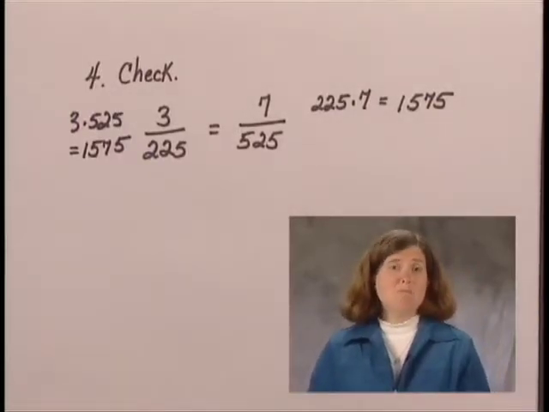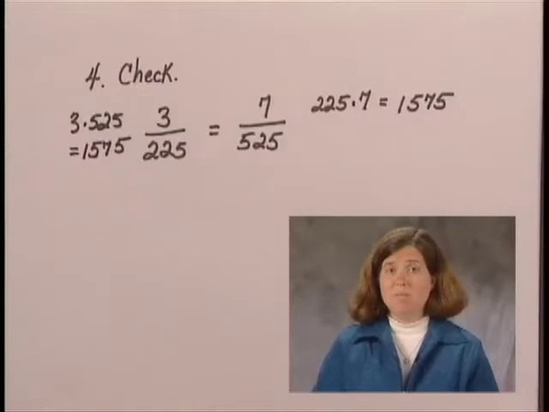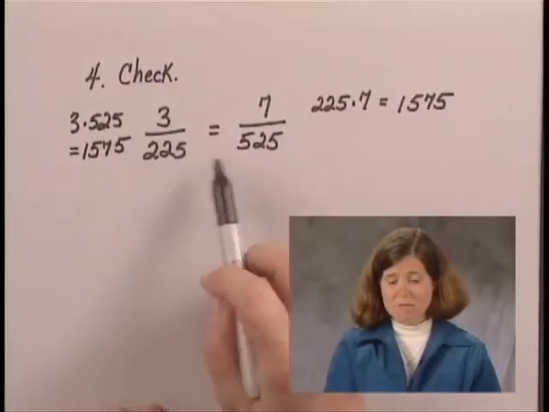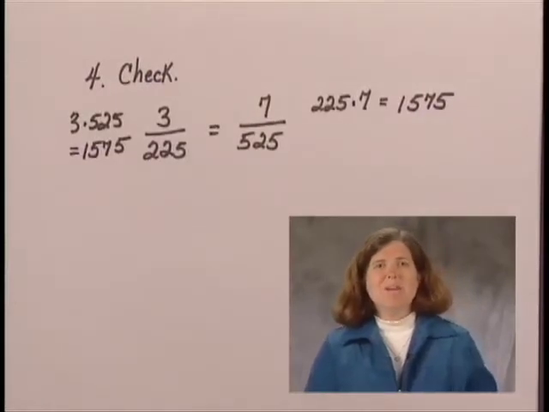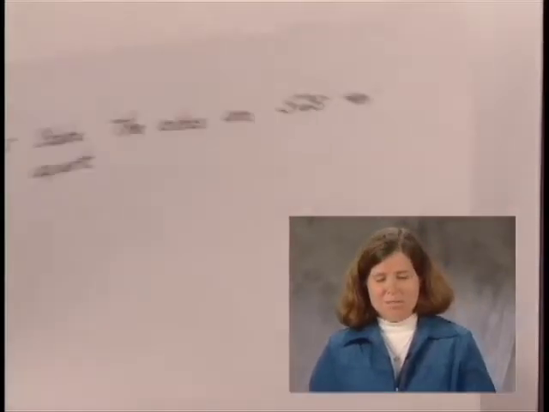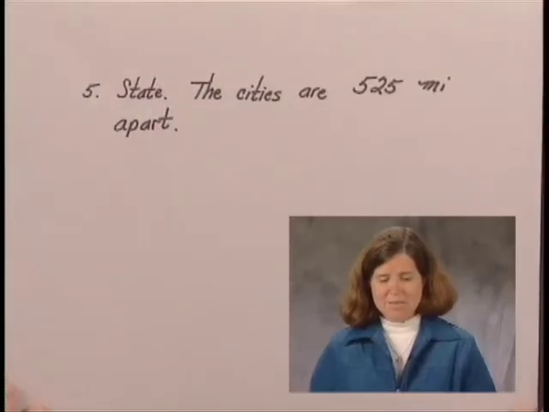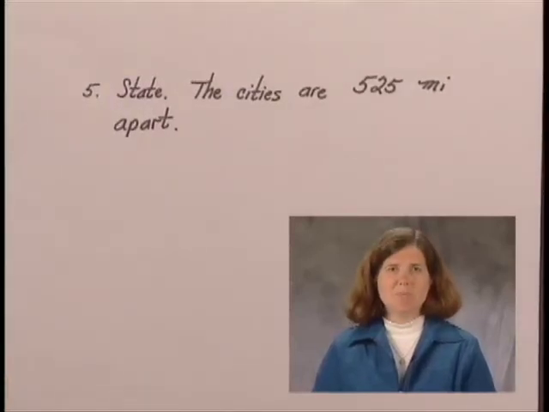And thinking back to our familiarize step where we said it had to be more than twice 225, well, twice 225 is 450, and this is more than that. So it's also a reasonable answer. So we're ready to state our answer in a complete sentence. We can say the cities are 525 miles apart.